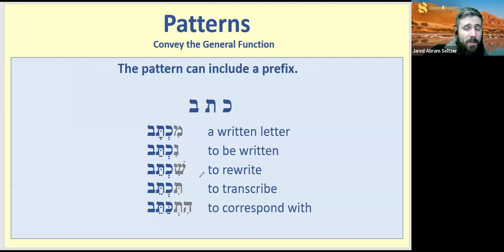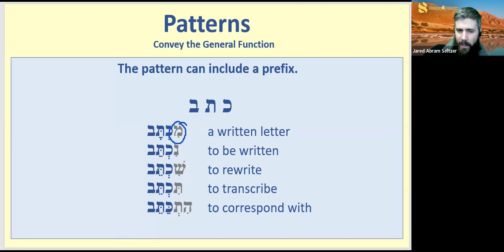Furthermore, you could get some sort of a prefixed letter that is part of the pattern. Again, it is not a prefix. I get a lot of questions from students where they say, what does it do to the word if you add a mem to the front? If you add a mem prefix.